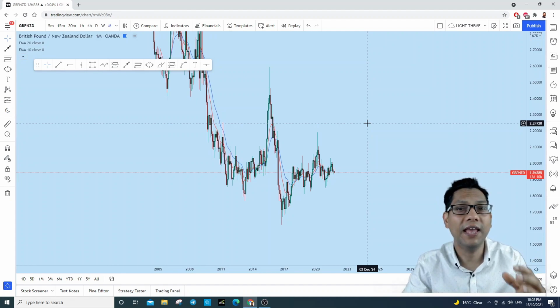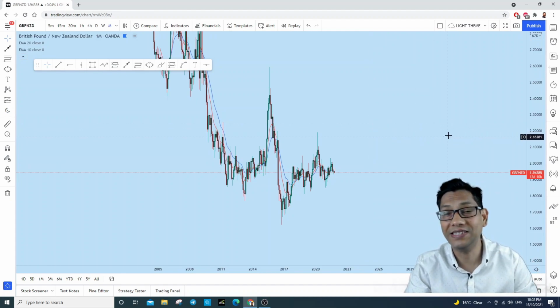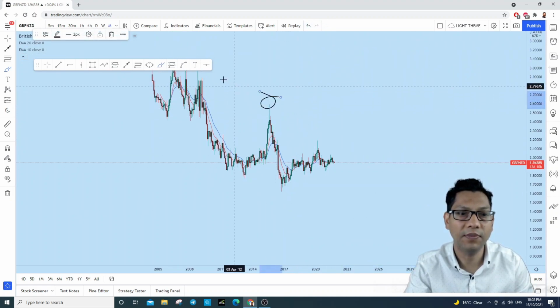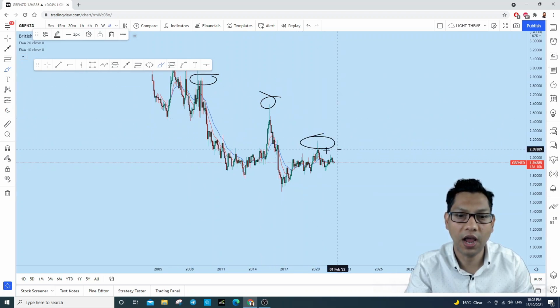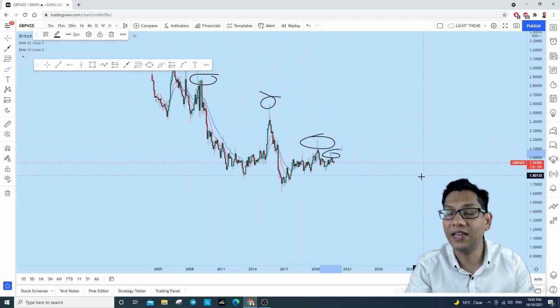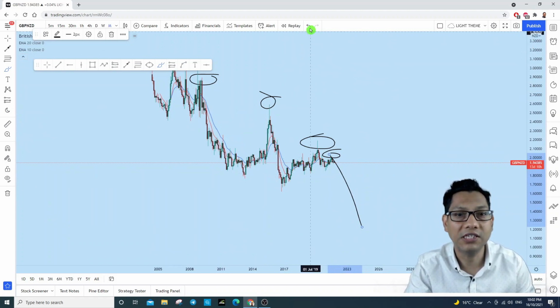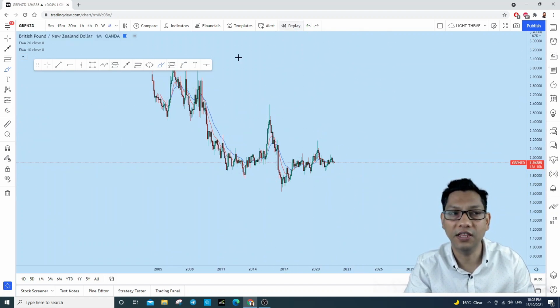Now GBPNZD, like AUDNZD, is historically in a downtrend. If you see the bigger picture, every time the price creates a lower high with a long wick candle, that means GBPNZD is in a downtrend, and we can expect a drop in this market.